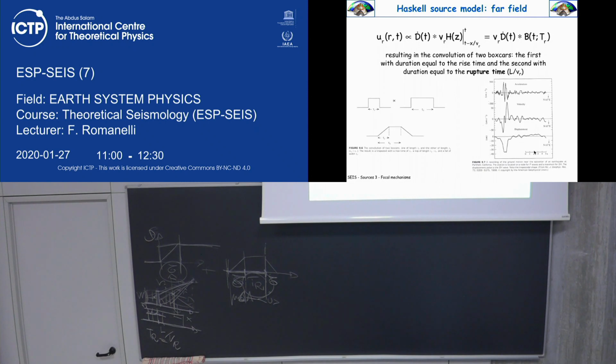If you take a magnitude 1 earthquake, TR is the time necessary for the rupture to start, to move, to stop. Okay? If your source is a point, so it's very small, TR is 0.